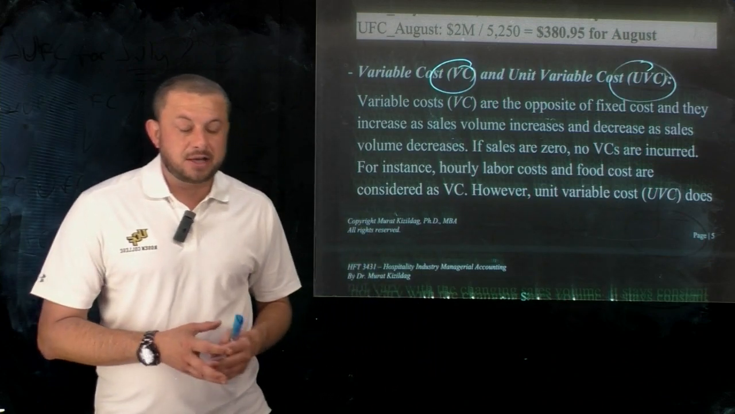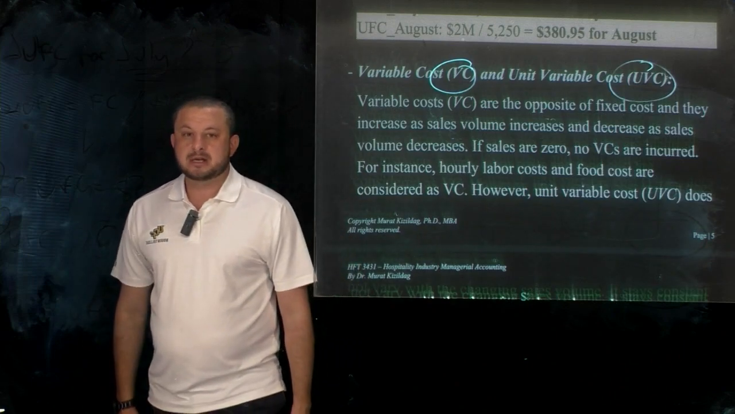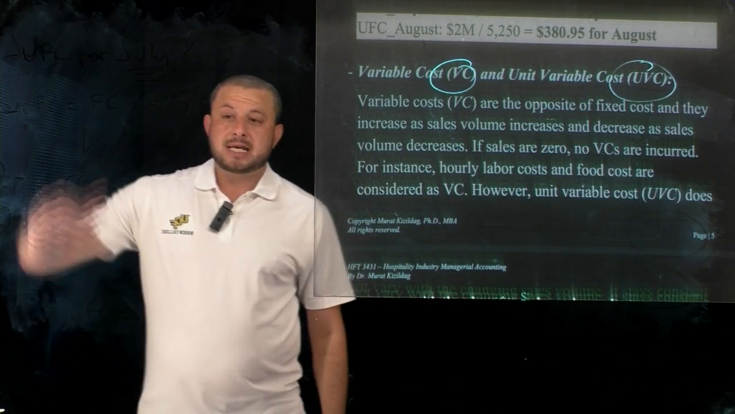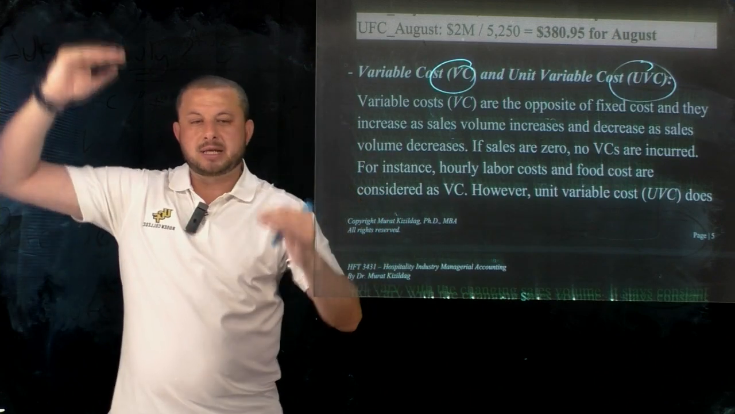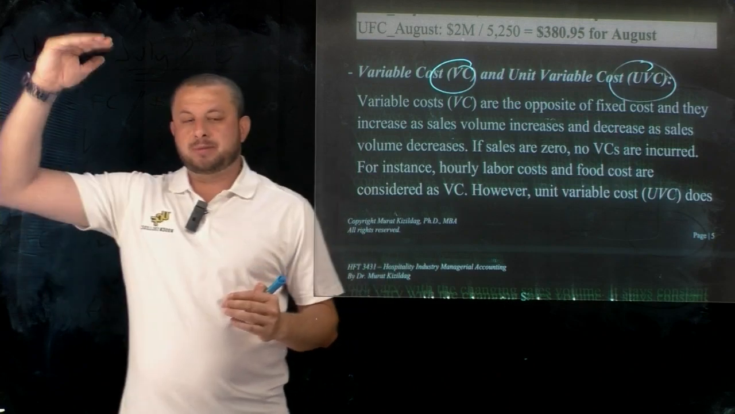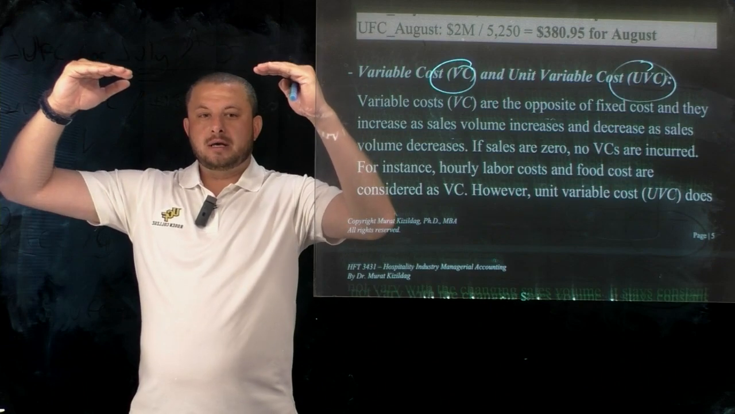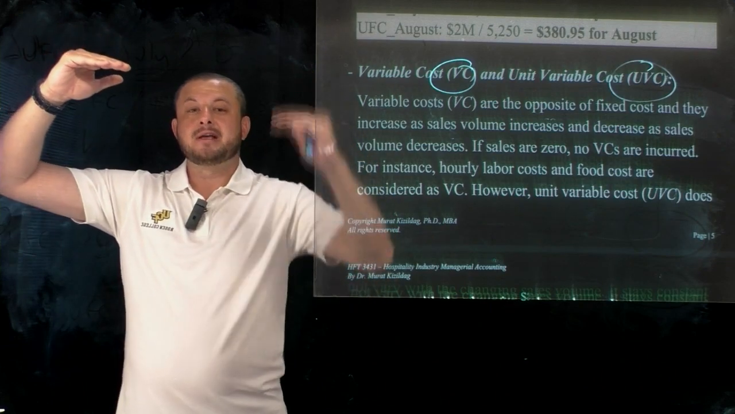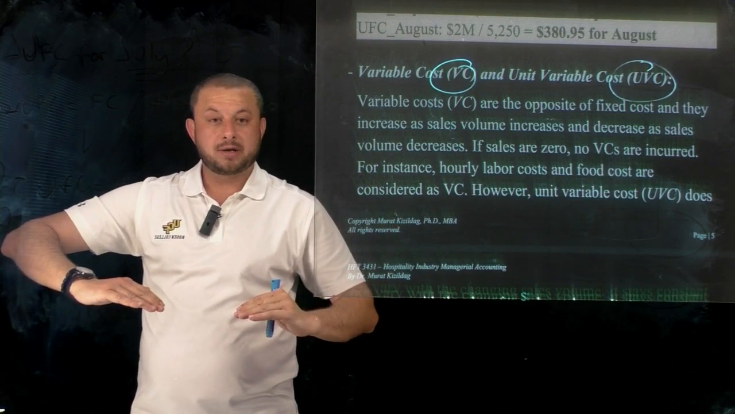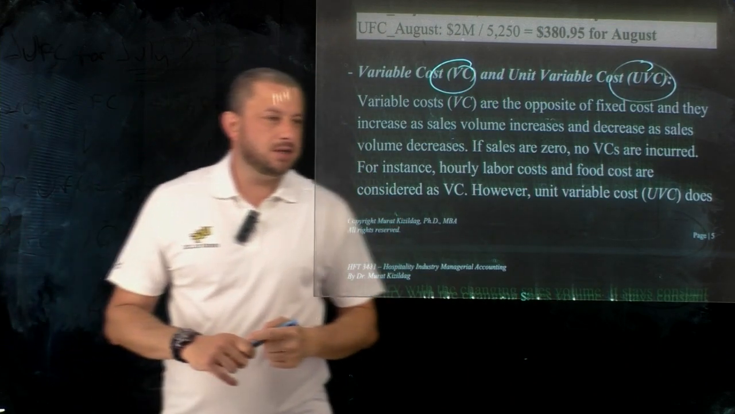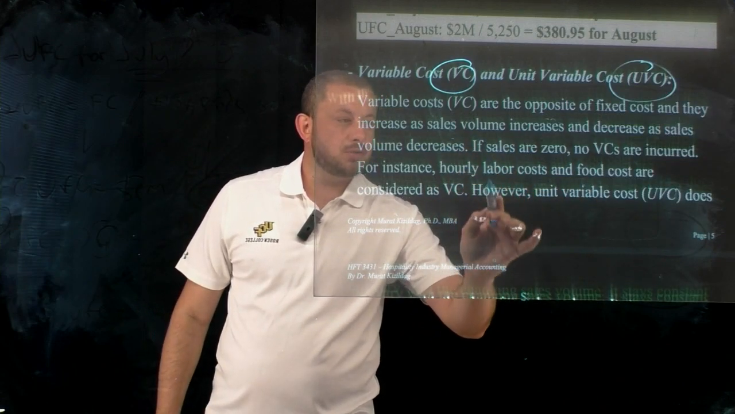If the sales volume changes, which it does in real life in hospitality establishments, how does variable cost change? If the sales volume goes up, variable cost goes up, okay? So there is a positive relationship between variable cost and sales volume. Again, if sales volume goes up, variable cost goes up, and vice versa. If sales volume goes down, variable cost will go down as well, okay? Take a look at the VC.